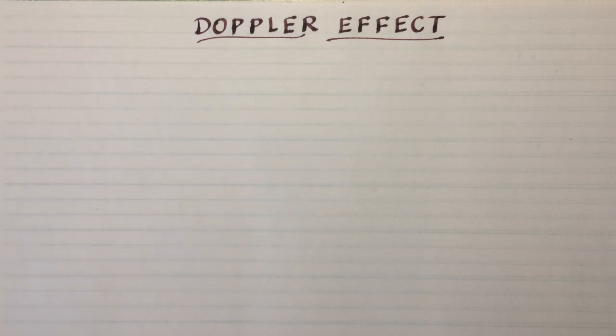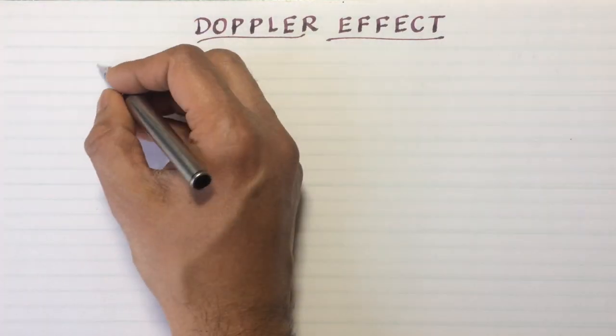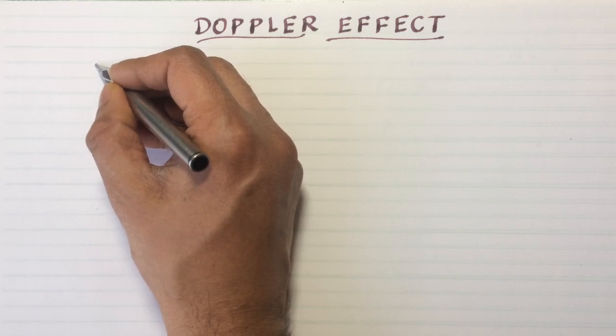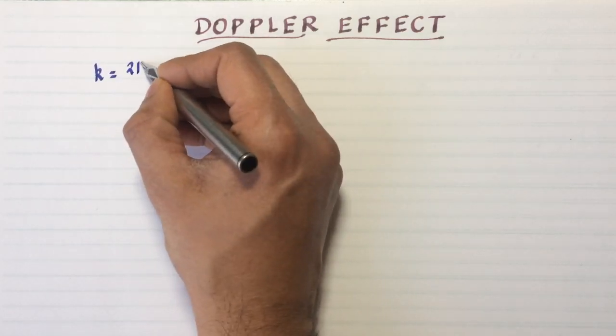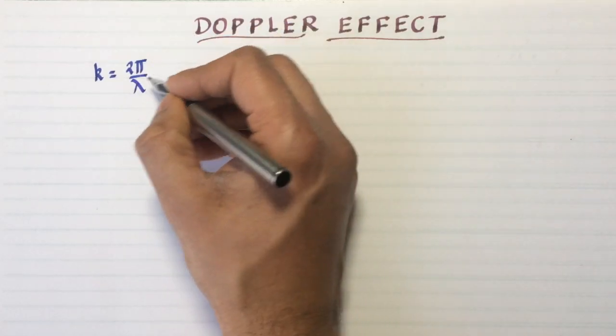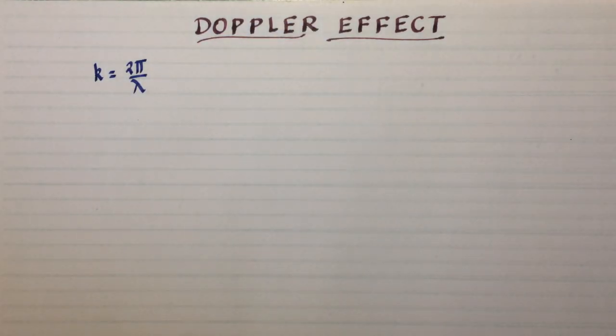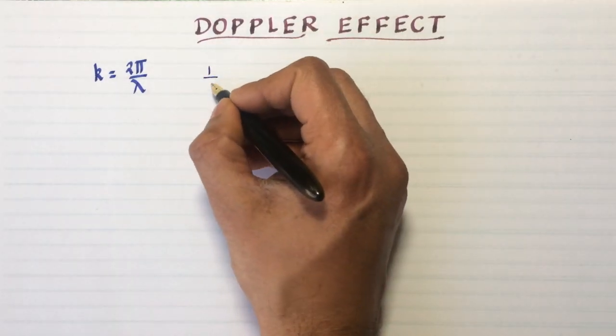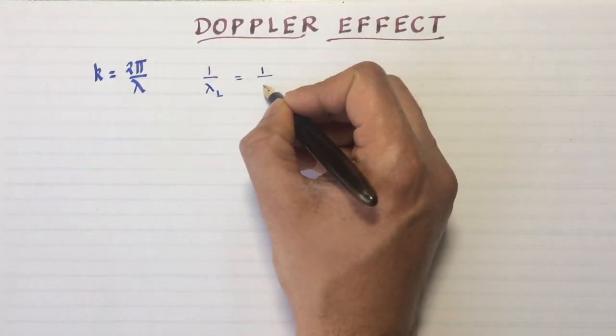So let's try to understand the theory behind the Doppler effect. The main thing we have to conserve in the Doppler effect is the number of wavelengths between the source and the observer. From the viewpoint of the source and from the viewpoint of the observer, the number of wavelengths you're counting must remain the same. They may get compressed, but the number should remain the same. The wave number is given by k, which is 2 pi by lambda, and that should be the same for the listener and for the source. So I'll write this equation: 1 over lambda listener equals 1 over lambda source.